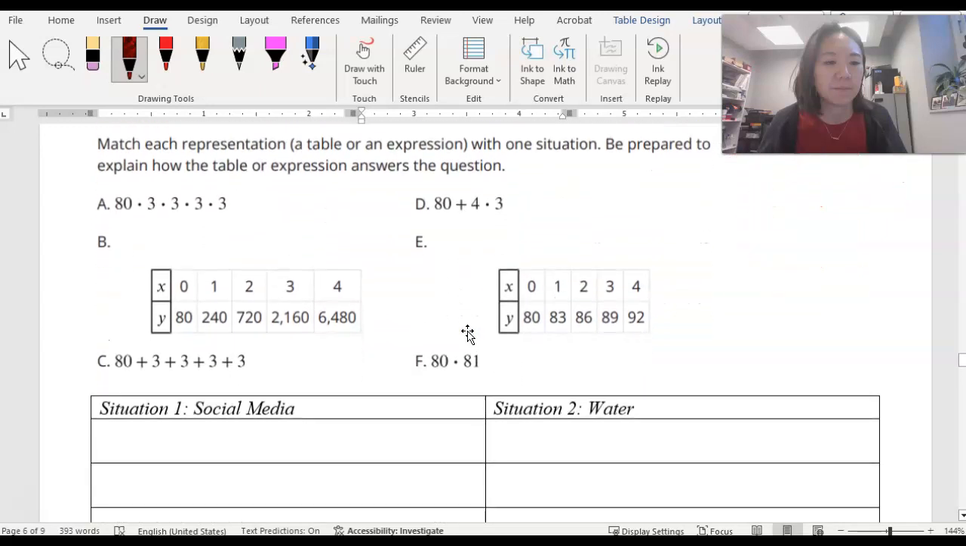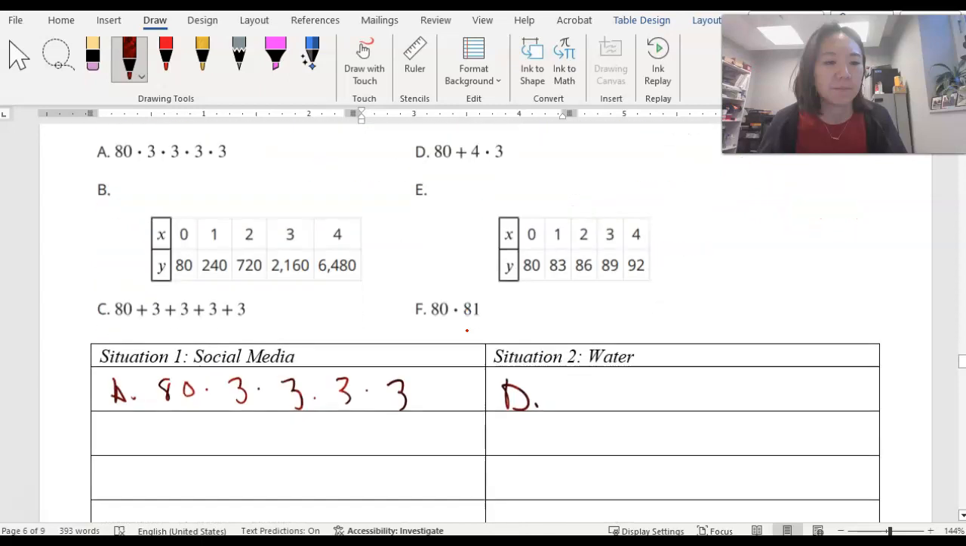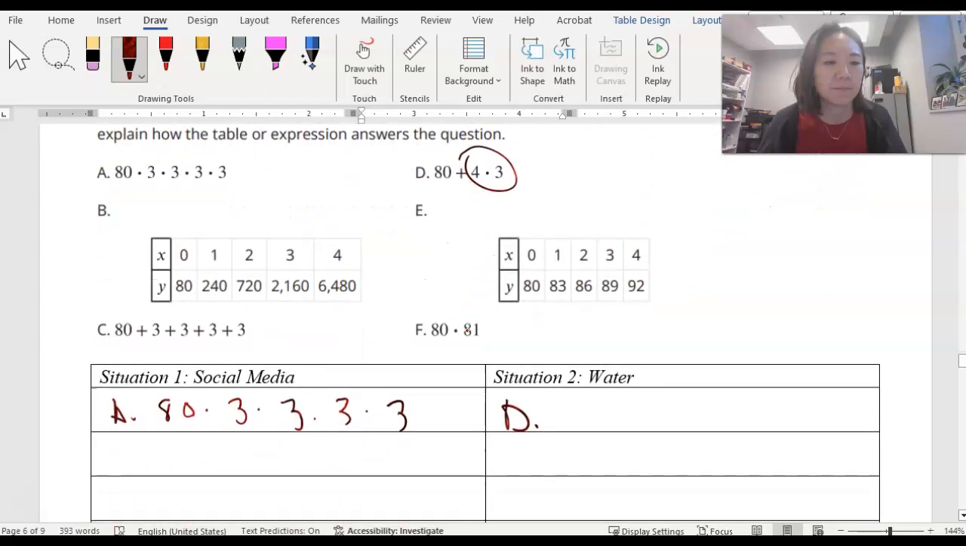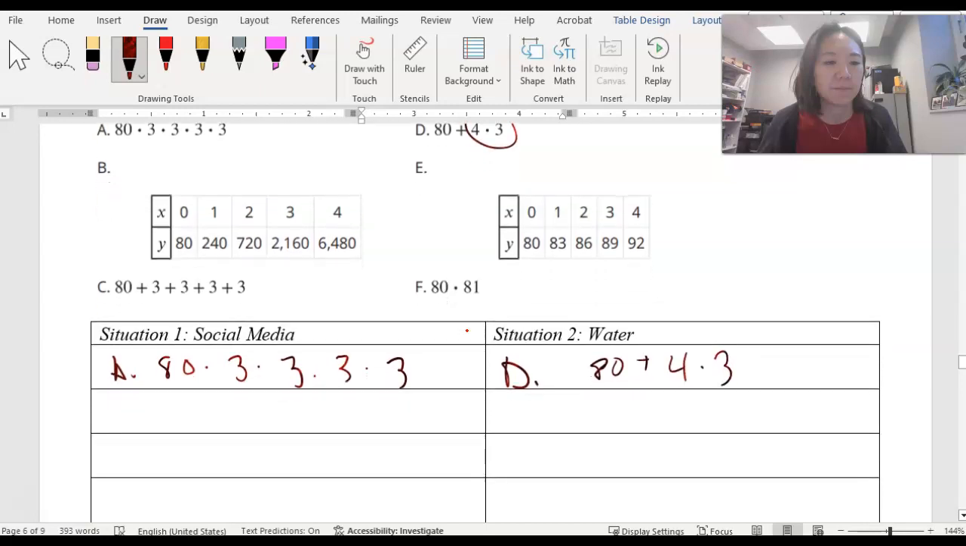So for situation 1, the social media, would we use A or D? We would use A because this one represents that each year we're tripling the amount of followers. Whereas D shows us that we have 80 gallons of water, and then we're adding 3 gallons per minute after 4 minutes. So this is 80 plus 4 times 3. The next one is looking at the table. So similarly here, the table that shows that is this one here.